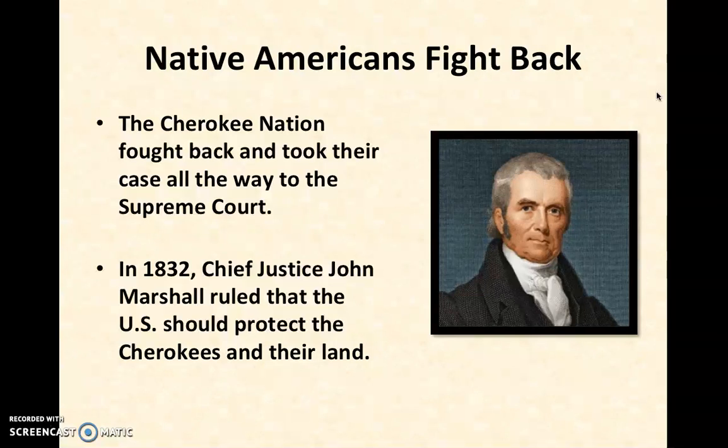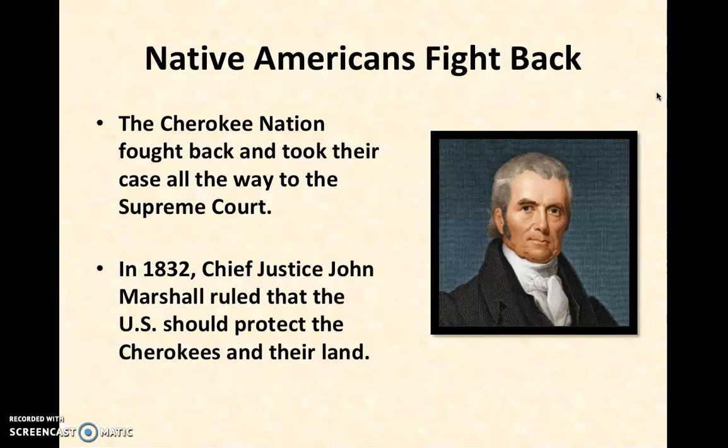It might seem pretty obvious, but if you get kicked out of your land, you're not going to be very happy with that. So the Native Americans fought back. They tried to fight back peacefully, and they actually took this problem all the way to the Supreme Court.